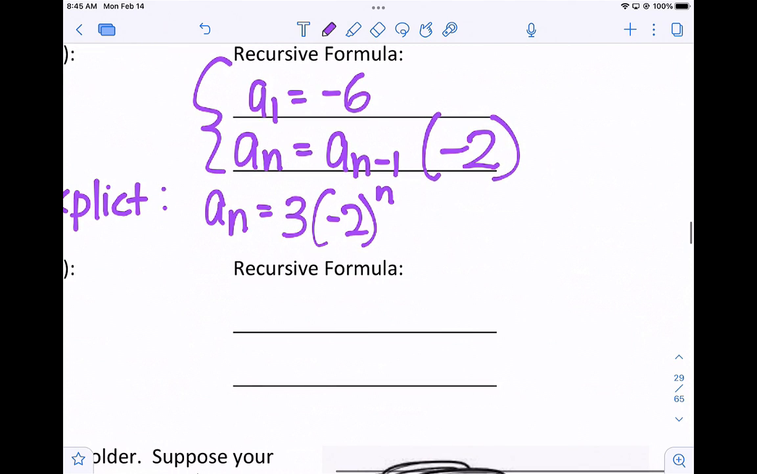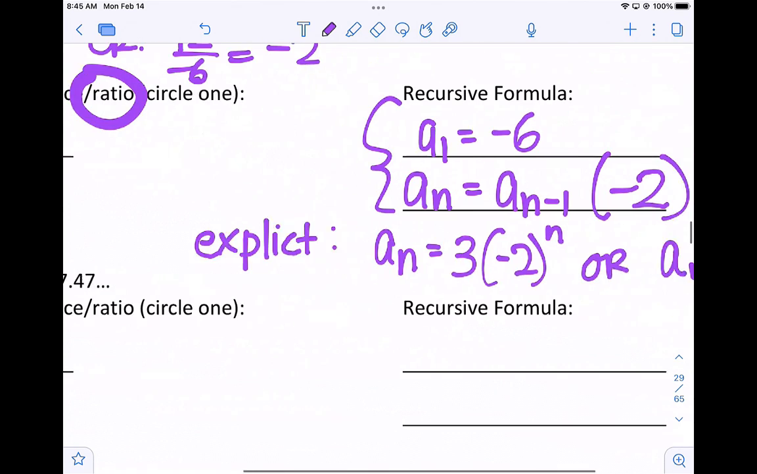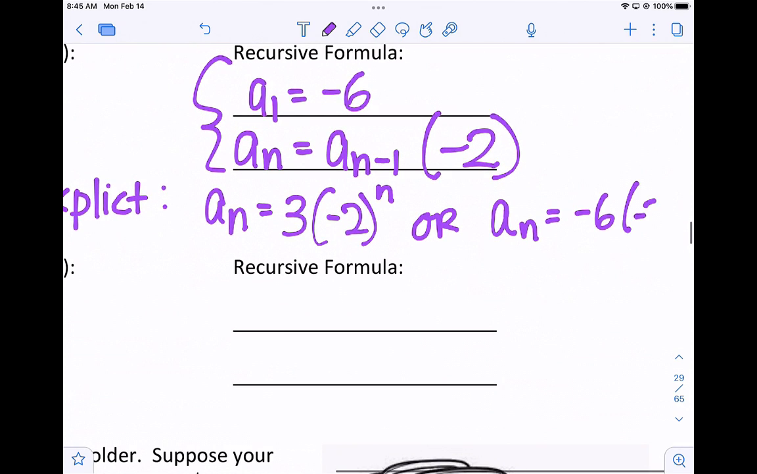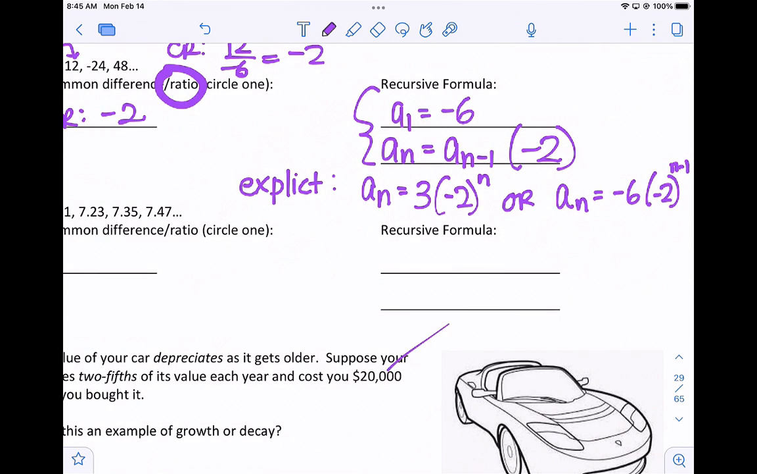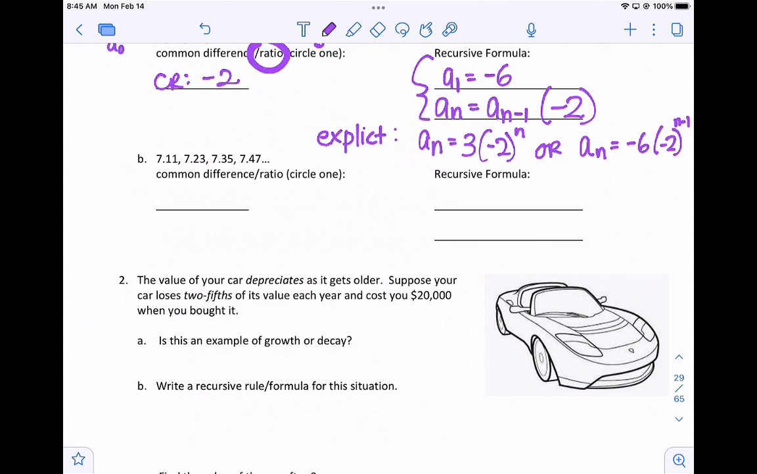If you want to start with the first term, you can say to find any term, we'll start at negative 6, the first term, and then we'll multiply by negative 2, but then to the n minus 1 power to shift it to the left one. So there's a review of what we've done for the past few weeks. Let's take a look at the next one.